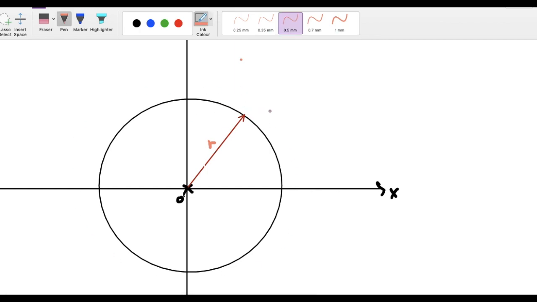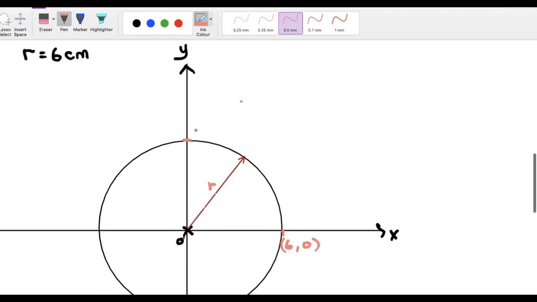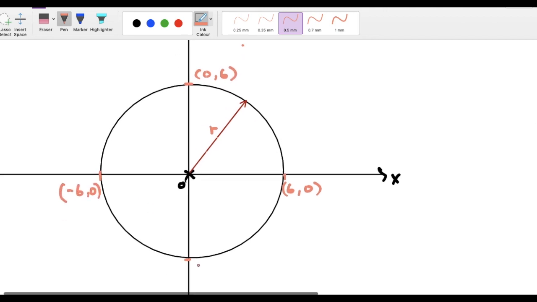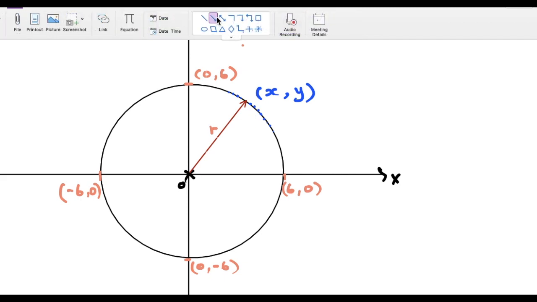Any point around the circumference of the circle will always be 6 centimeters from the center. So here will be 6 units from the center, (6, 0), and then the coordinate here will be (0, 6), and on the left hand side will be (-6, 0), and down here will be (0, -6). So you get the idea. It's always 6 centimeters because that's the radius. So any other point along this line, I will call it X and Y.